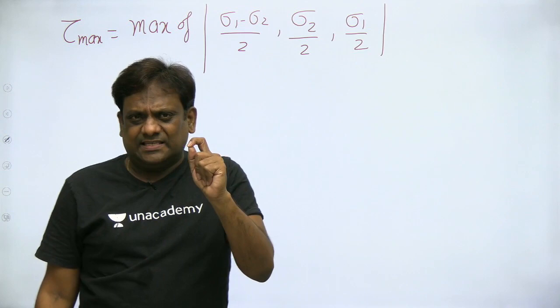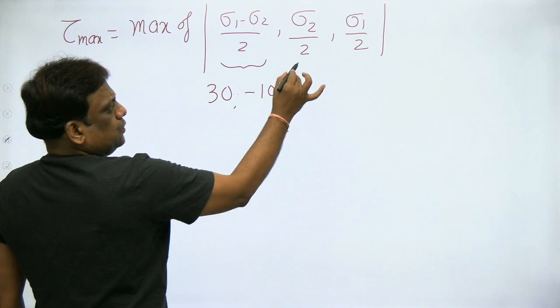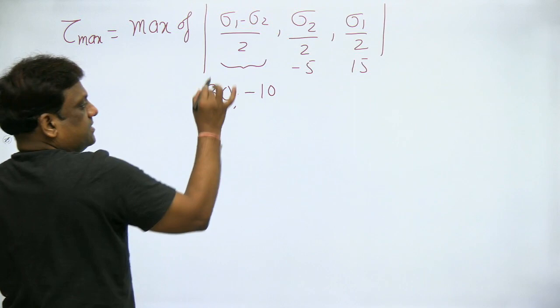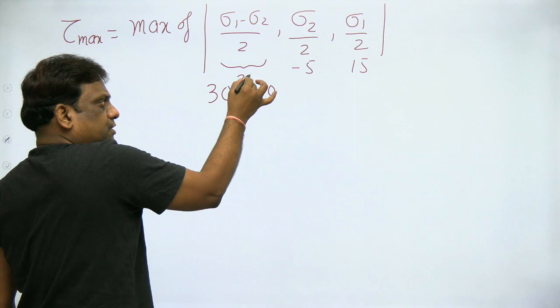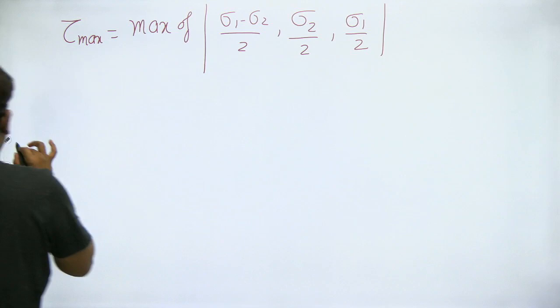I'll give you an example. Let us say sigma 1 is 30, sigma 2 is minus 10. Sigma 2 by 2 will be minus 5, and sigma 1 by 2 is 30 by 2, which is 15. Now 30 minus of minus 10 is 40, by 2 is 20. So this will be the maximum. Always remember, when two principal stresses are of opposite nature, the maximum will be this.